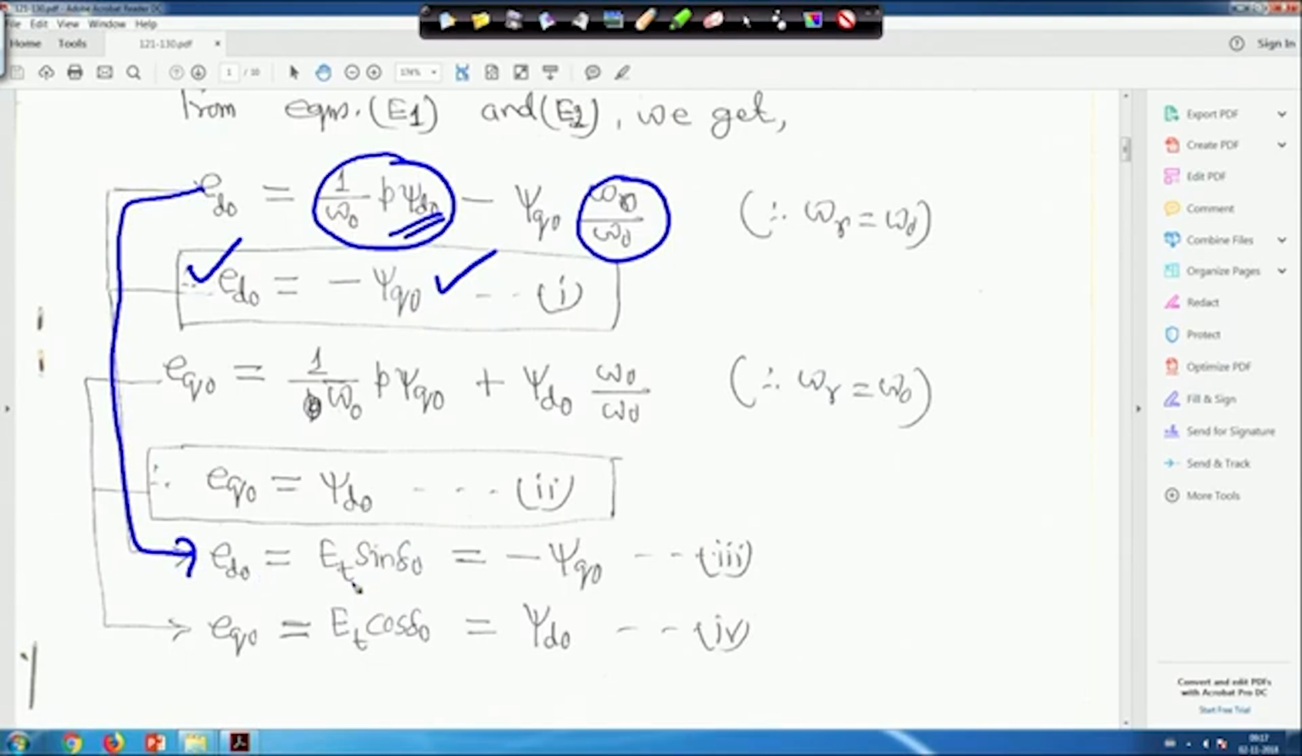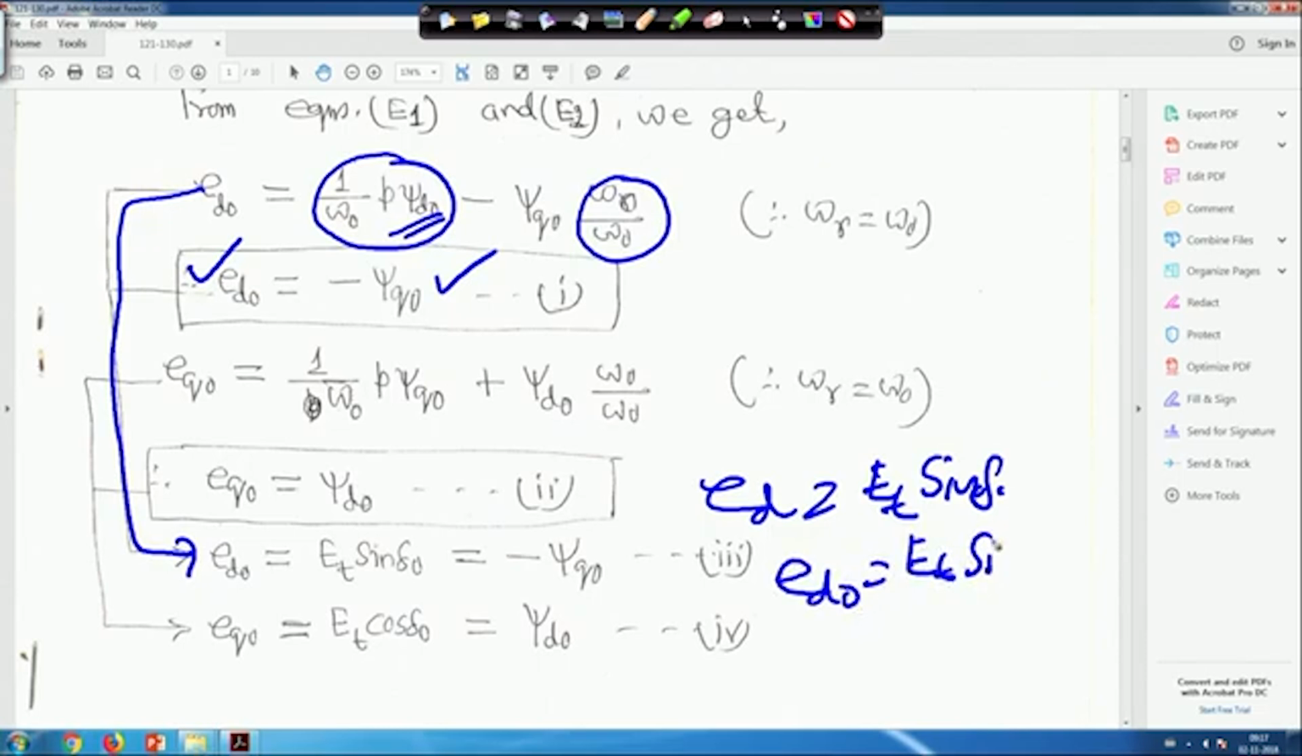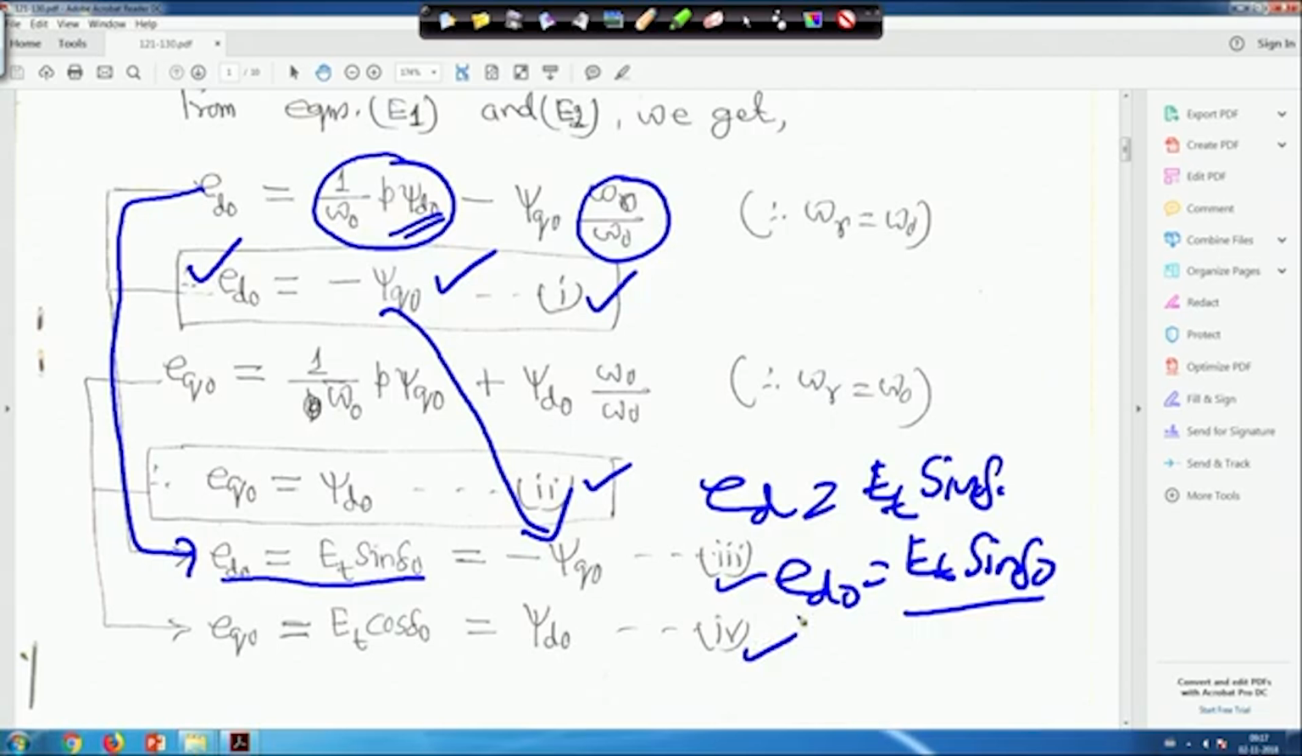Before going to that, we have seen earlier that ED is equal to ET sin delta, and for the initial operating condition, ED 0 will be ET sin delta 0, and that is nothing but this one, minus psi q 0, right. This is equation 1; similarly this is equation 2, we will come to that, and this is 3, then this is equation 4, written like this.